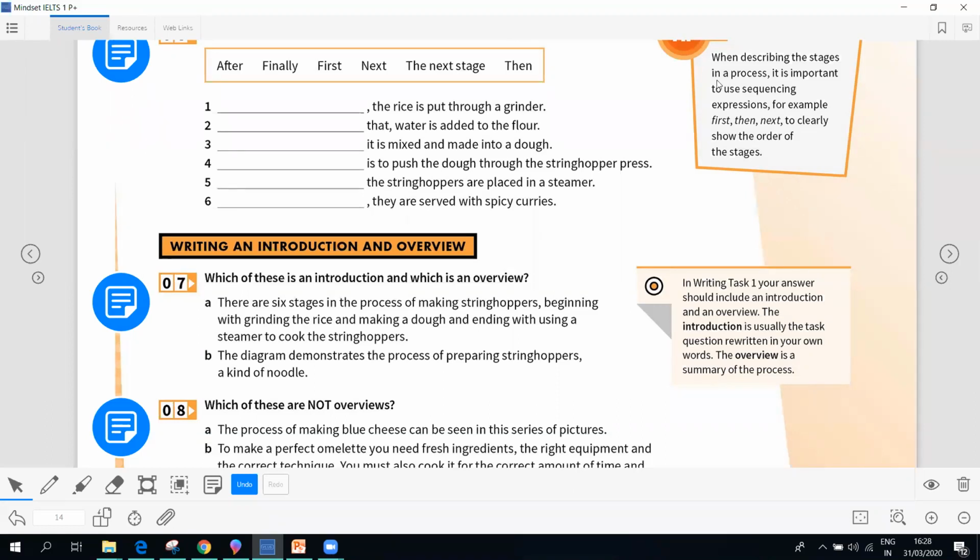Have you noted down your answers? Let's read this information again. The introduction is usually the task question rewritten in your own words. So it's a paraphrase of the question itself. The overview is a summary of the process. So the overview is like a summary of the process.